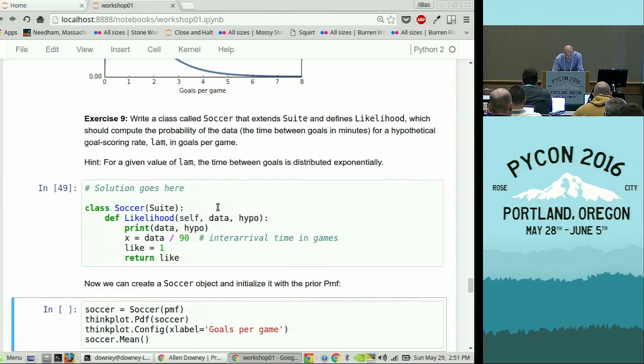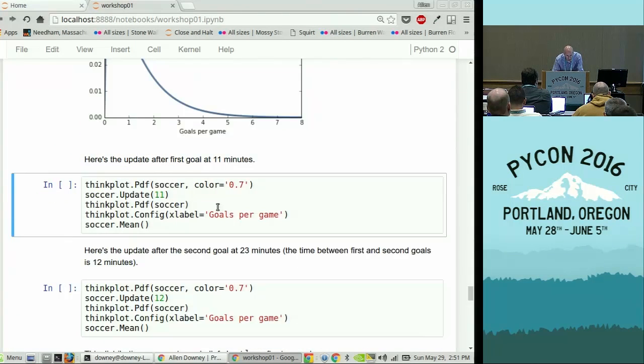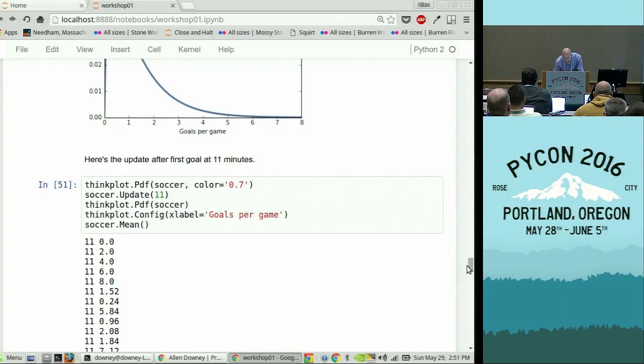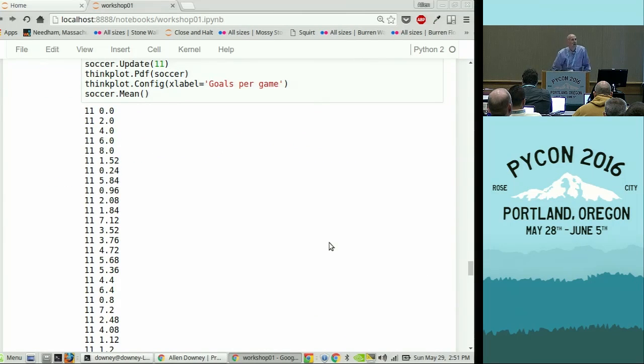Let me do that. So there's the prior. Here's the update. Each line corresponds to your likelihood function getting invoked once. Every single time it gets called, data is 11. And each time it gets called, you're going to get a different value, which is the hypothetical goal scoring rate in goals per game. I notice that they're not in order because this is a Python dictionary and the order is.